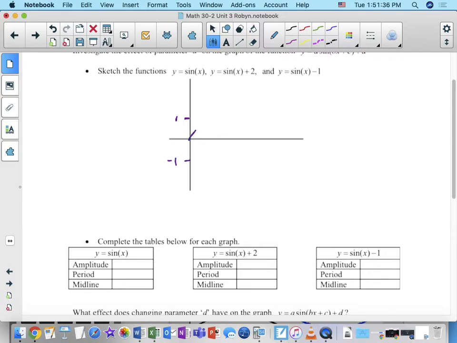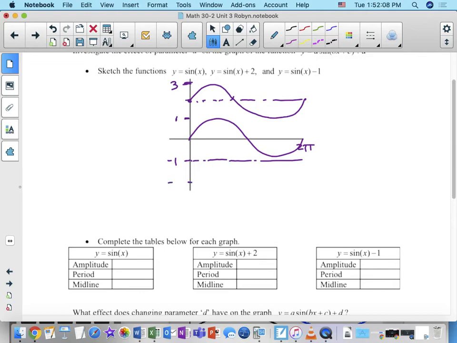Okay, so here's sine x. There's 2 pi. 1 to -1, and then we had y equals sine x plus 2. So that went up from, here's 2. So it's going to go basically from 1 to 3, because the middle, and you can actually do this if you want, draw yourself a dotted line to kind of get the midline so it can help guide you a little bit. And then for -1, here's the midline as well, right? And then it's going to go down to -2.